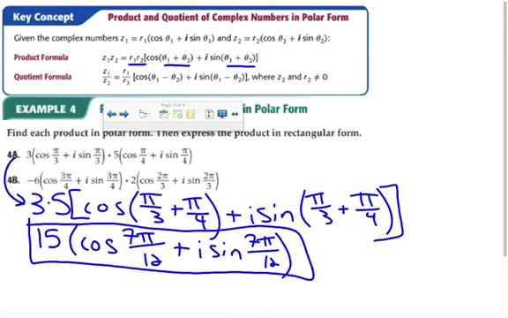That's the first part of what they're asking us for. It says then express the product in rectangular form. Well, in order to express it in rectangular form, all I've got to do is distribute and evaluate.